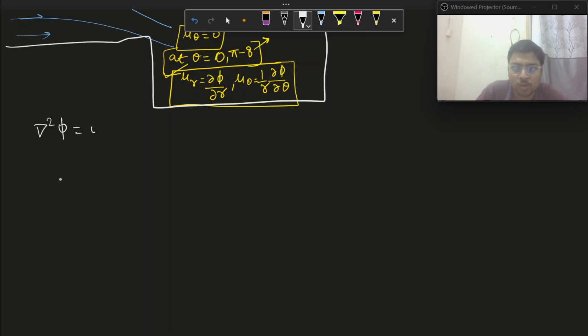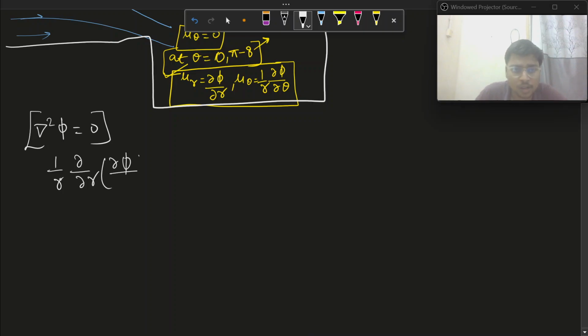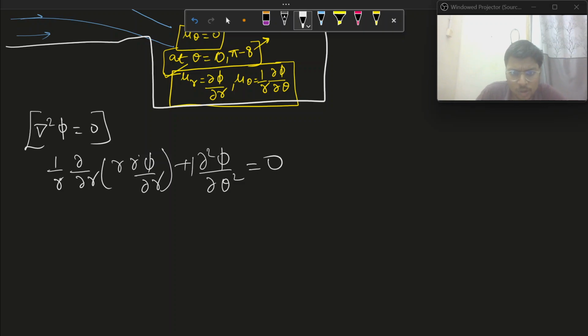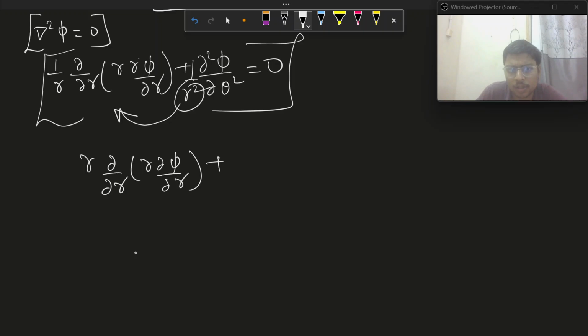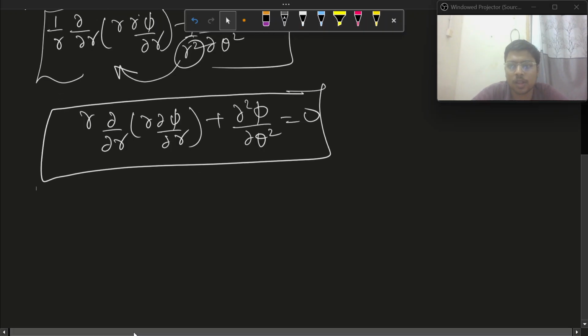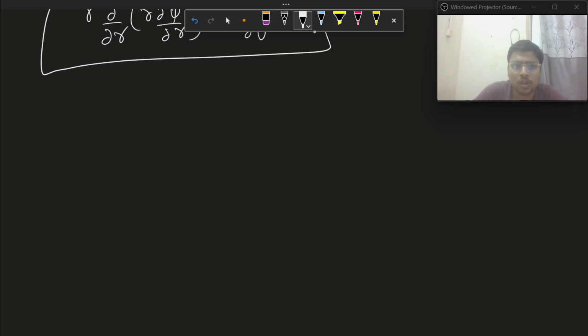We know that del squared phi is equal to 0, so we can write that 1 by r del by del r of r del phi by del r plus 1 by r squared del squared phi by del theta squared equal to 0. Here 1 by r squared is coming because of the 1 by r. When we solve this, we put r squared there, and we get r del by del r of r del phi by del r plus del squared phi by del theta squared is equal to 0.